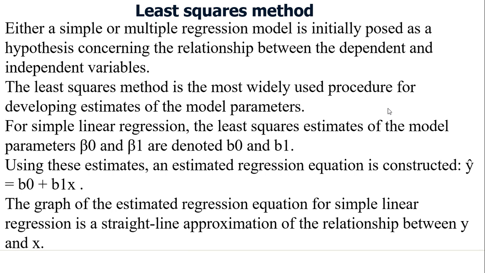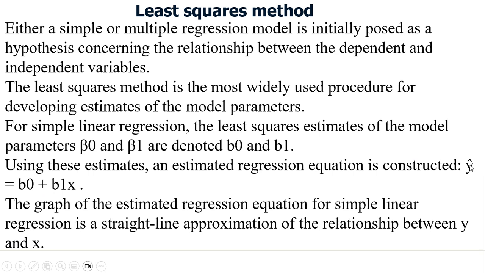So for simple linear regression, the least squares method estimates the model parameters beta naught and beta 1. I'm just calling it B. So the parameters beta naught and beta 1 are denoted as b naught and b1. If you look at what I have here now, this is b naught plus b1x. Those naught and 1 are supposed to be subscripts, sorry that it's like this. So b naught plus b1x.